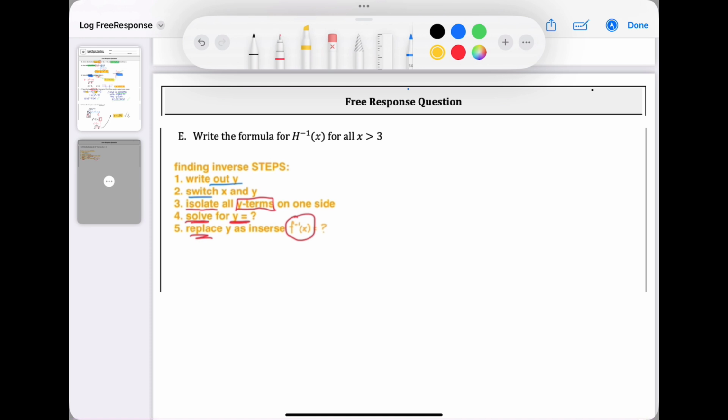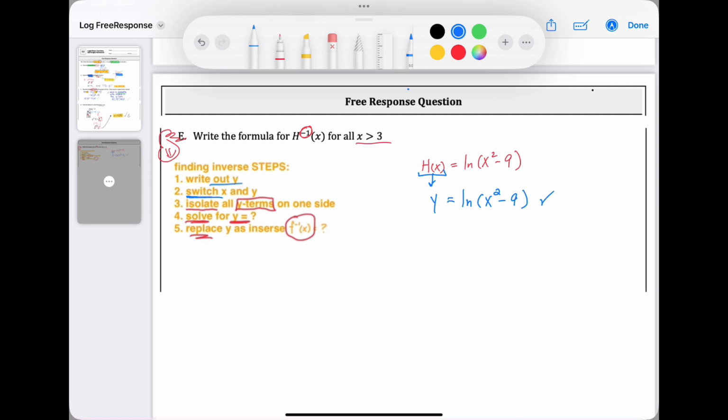Part E. Write the formula of the inverse function. I hope you still remember the h to the -1 indicates the inverse function, for all x greater than 3. So let's see, what can we do? A little bit of review. How do we find the inverse function? 5 steps, right? So step 1, we start with our original h function, which is natural log of x squared minus 9. So I'm going to make this y equal to natural log of x squared minus 9.